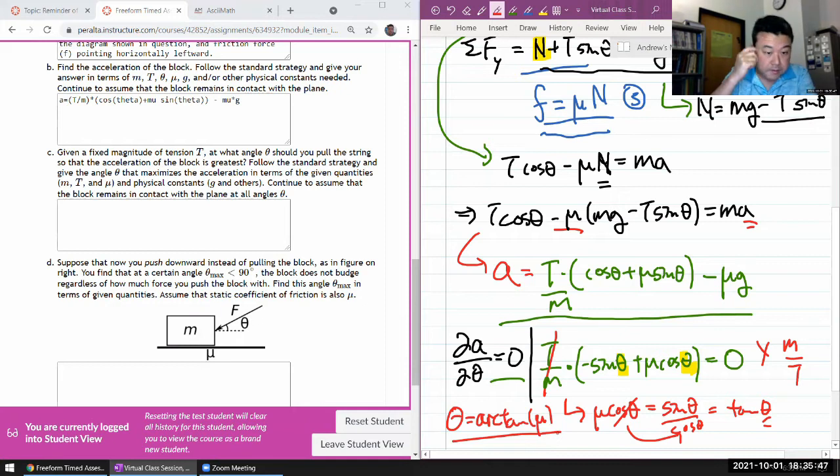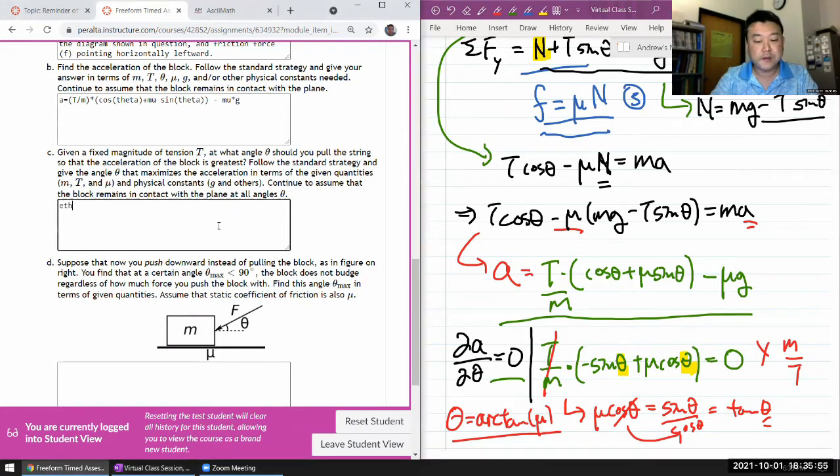Yeah, I think that's right. So that's the angle at which you should pull: theta equal to arctan of mu. You can try out a couple of points to check. If you had no friction, so if mu was zero, you would want your answer to say that you should pull horizontally to get maximum acceleration so that you don't waste any of the pulling force on the vertical component. And that is in fact right.